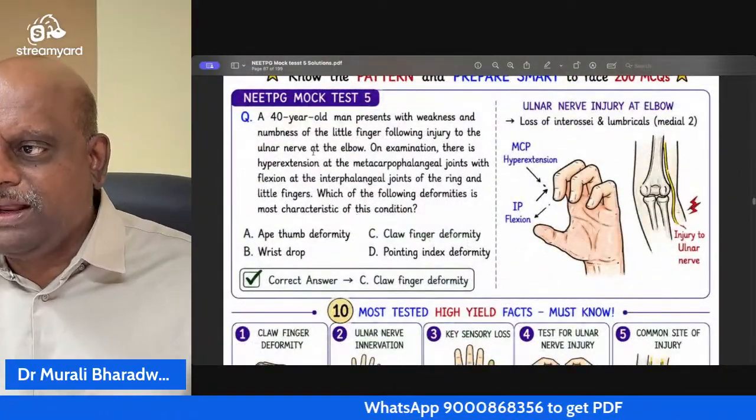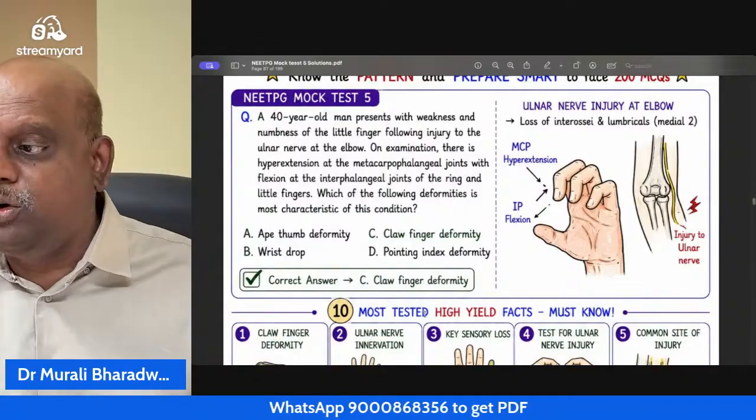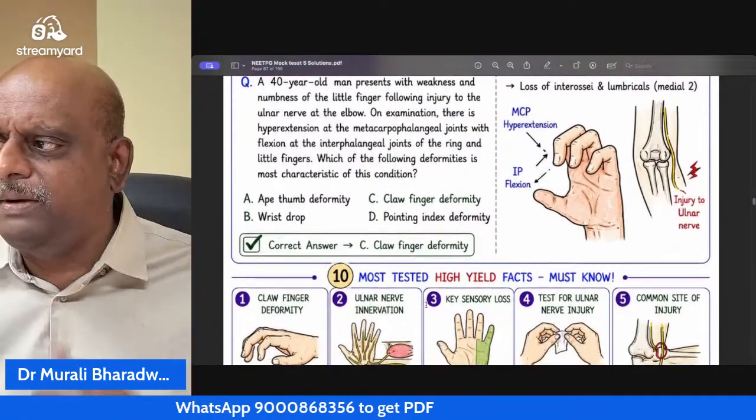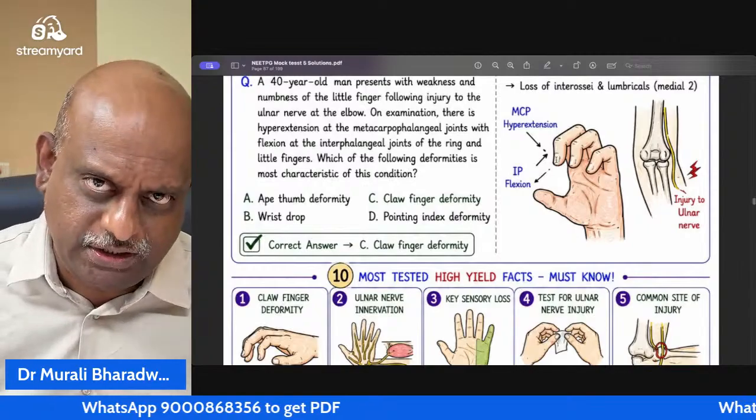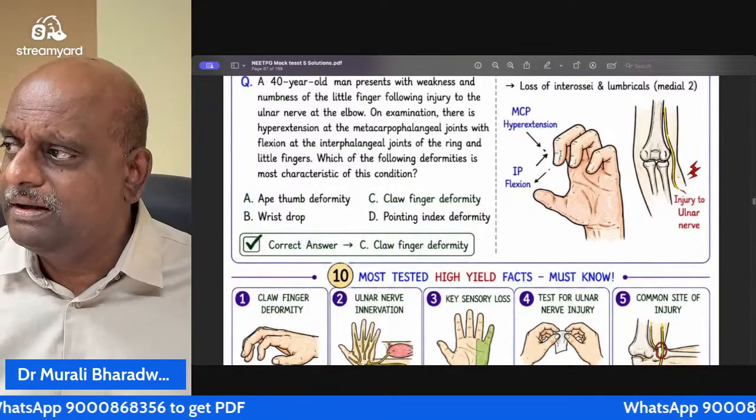So, typically when ulnar nerve injury is there at the elbow, there is a claw finger deformity where MCP is in hyperextension, IP is in flexion. That's very typical.